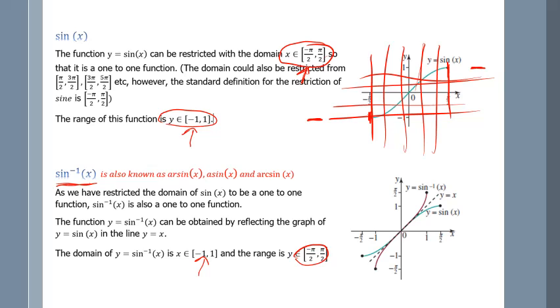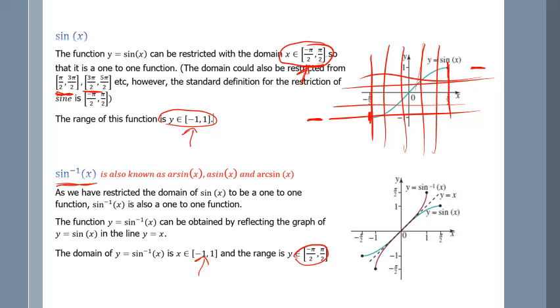We've restricted the domain of sine to be a 1 to 1 function. Sine inverse is also a 1 to 1 function. In VCE, generally we restrict it between negative pi on 2 and pi on 2. We could restrict it between pi on 2 and 3 pi on 2, 3 pi on 2 and 5 pi on 2, etc. However, the standard definition for the restriction of sine is between negative pi on 2 and pi on 2.